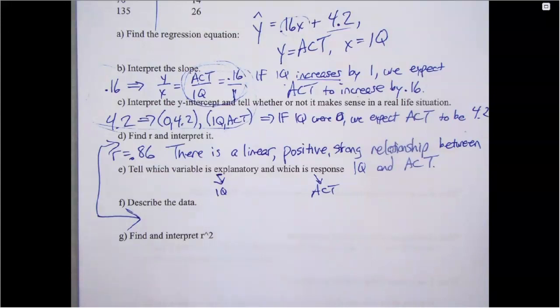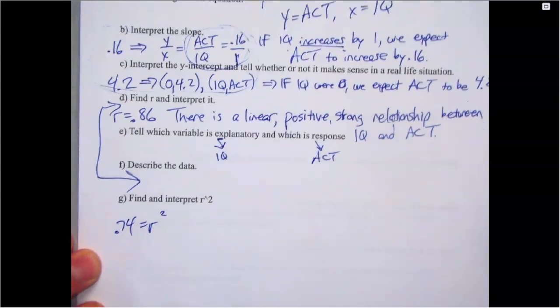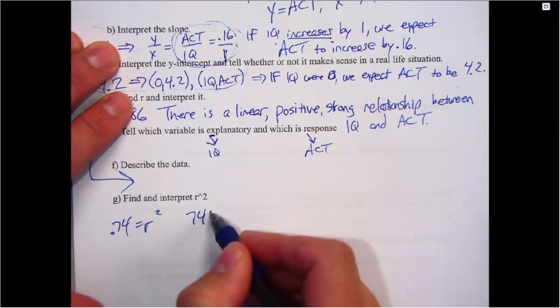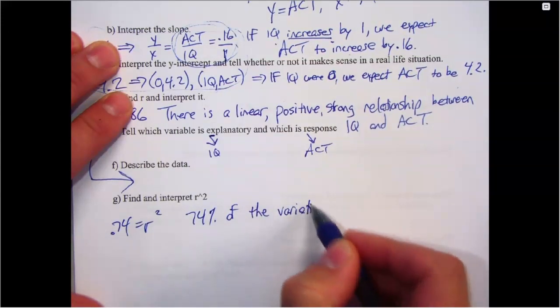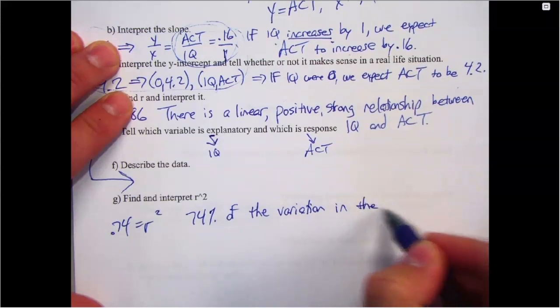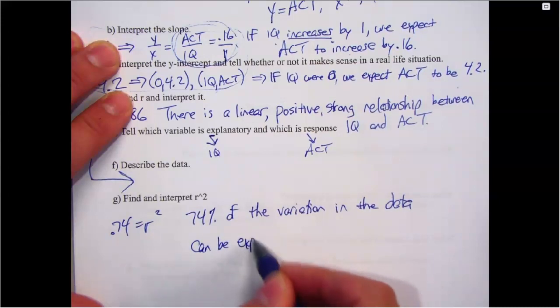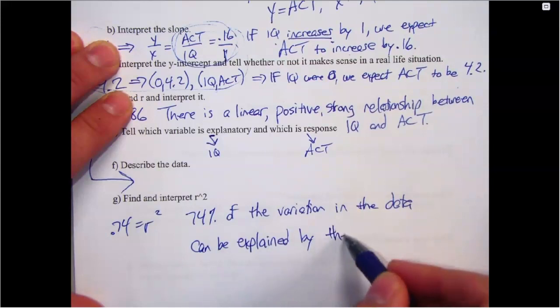So R squared was 0.74. And this is one you just gotta, I would say, memorize. So it's on your sheet, so you have to memorize it. I'm not gonna spend a ton of time on it, but the idea is 74% of the variation in the data can be explained by the regression line.